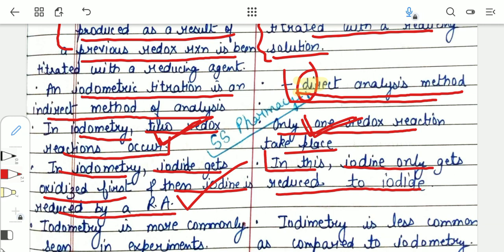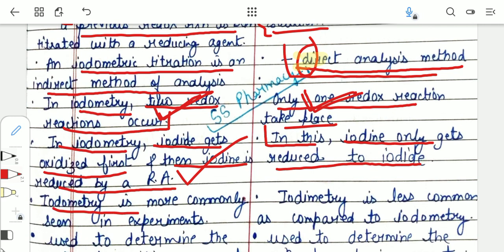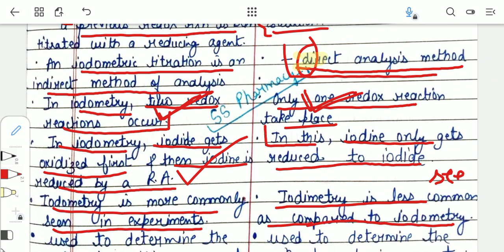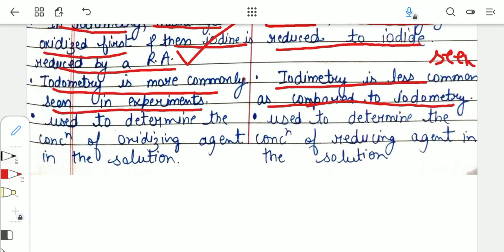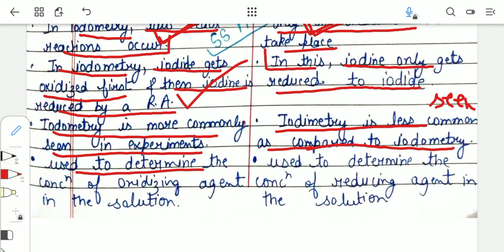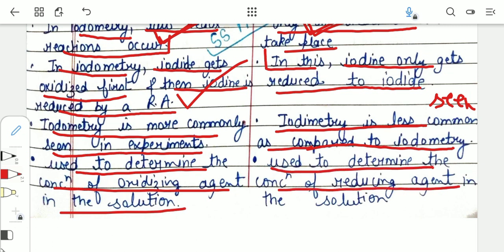So the next difference is that iodometry is more commonly seen in the experiments, and iodimetry is less commonly seen as compared to iodometry. Less commonly seen, you can add over here, I think I skipped that word. Okay, so the last difference between these two is that iodometry is used to determine the concentration of oxidizing agent in the solution, and iodimetry is used to determine the concentration of reducing agent in the solution. This is also a difference and a kind of application for both of these types of titration.